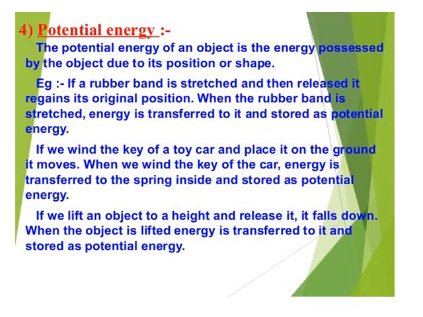So the potential energy of an object is the energy possessed by the object due to its position. Now you may not be understanding this concept. After learning some examples, I hope you will come to the understanding of potential energy. Now let us take up the first example. If a rubber band is stretched and then released, it regains its original position. When the rubber band is stretched, the energy is transferred to it and stored as potential energy.